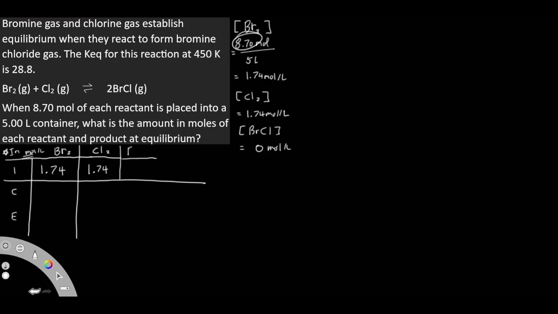Let's write that out, BrCl. And of course, it's going to be 0. So we're just going to write 0 because obviously it hasn't been produced yet at equilibrium, right? They're still reacting. Eventually, it's going to start forming the BrCl, but initially at the beginning, there is none of the bromine chloride. So let's continue to work downwards and we'll start dealing with our change, okay?